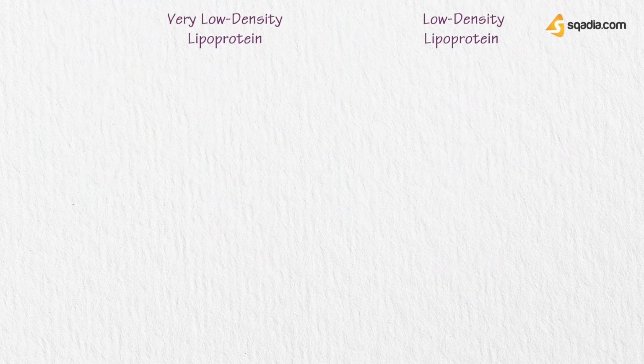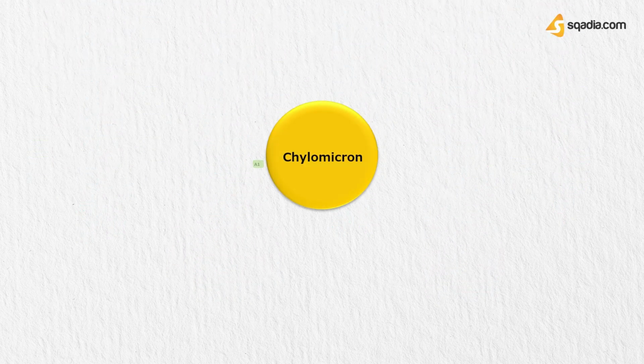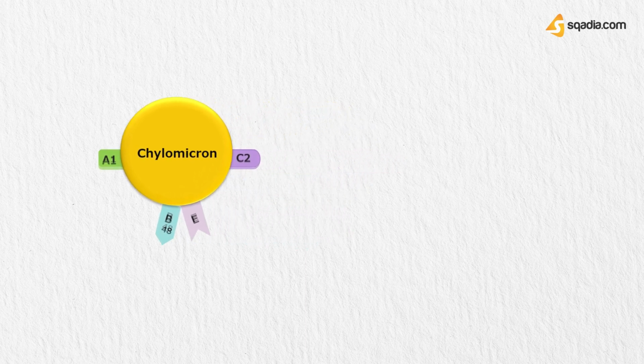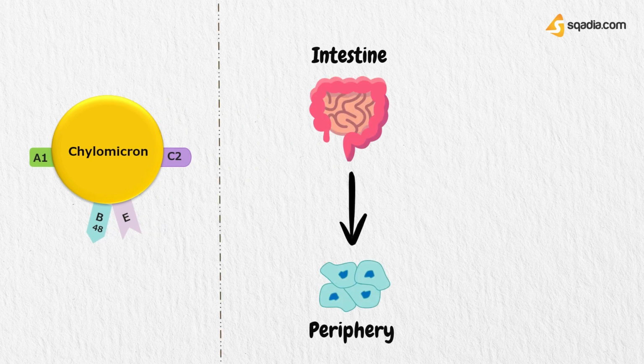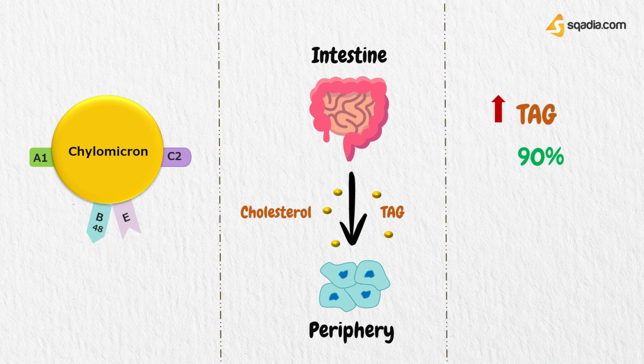If we start with chylomicrons, they have apolipoprotein A1, B48, C2, and E. They are present in the intestine. They transport dietary triacylglycerol and cholesterol from the intestines to the periphery. An important thing to remember here is that they have a high concentration of TAG, 90%, whereas a very low concentration of protein, which is 1%.